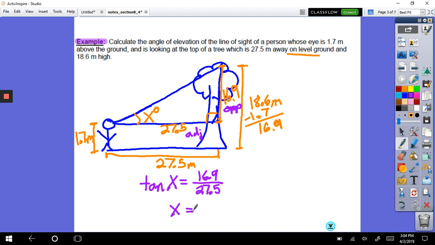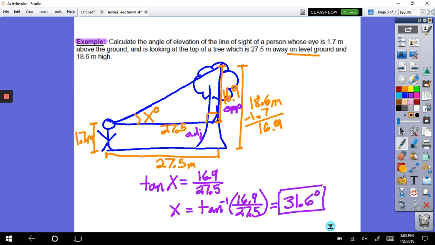So in order to solve, we're going to do inverse tangent. Whenever we don't know the x, the angle, in order to get x by itself, you got to do inverse tangent of the opposite side. So inverse tangent, and you would have to punch this in your calculator, but you would get 31.6 degrees. Make sure you're on degree mode. Would be this angle.